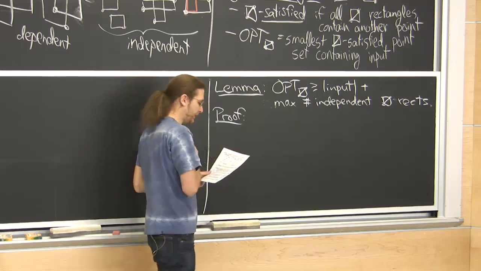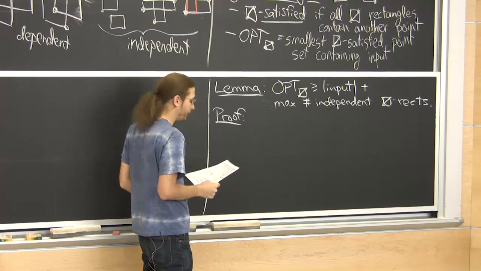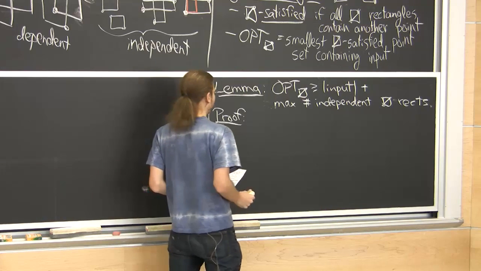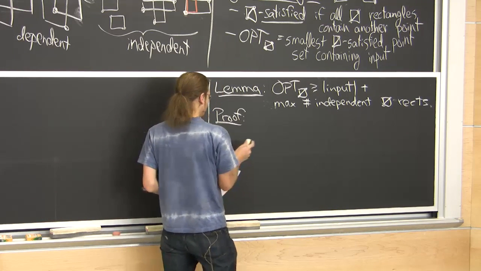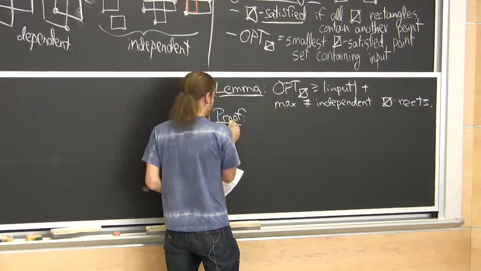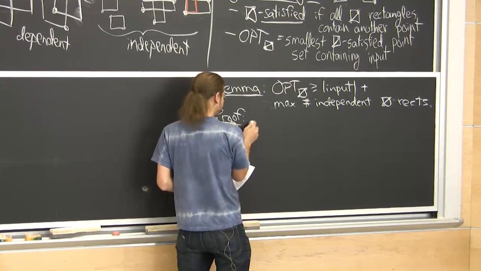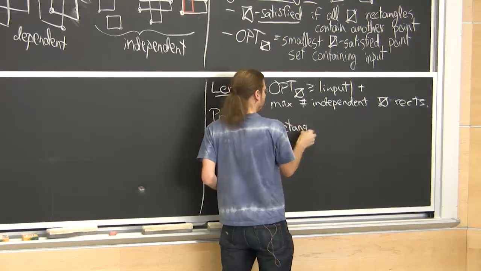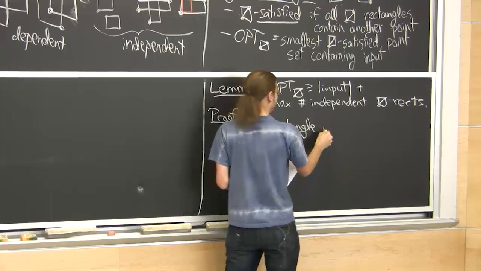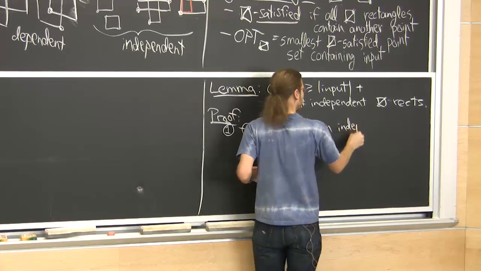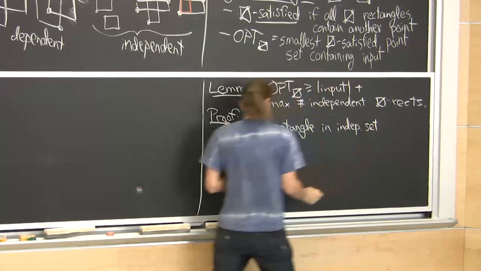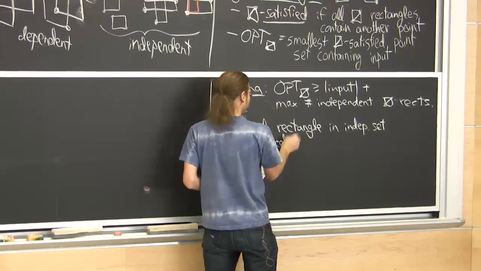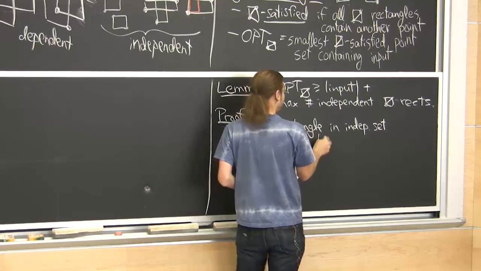And the proof is going to be in 3 steps. I'm first going to give you an overview of the steps, and then we'll actually do them. So this is like a two-level proof. First thing we do, the top level, is we're going to find a rectangle in the independent set, and we're going to find a vertical line that hits only that rectangle.